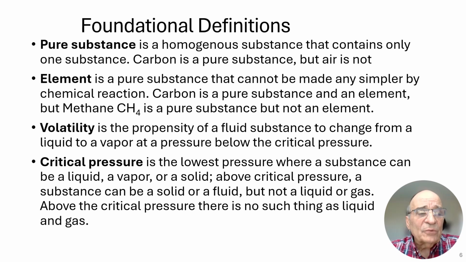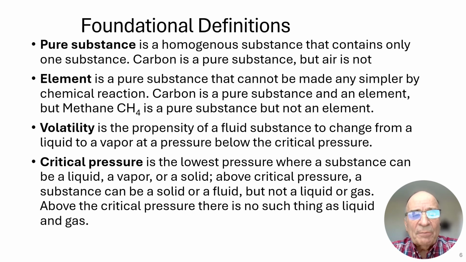What is an element? Well, an element is the simplest form of a pure substance that cannot be made any simpler by chemical reaction. For instance, methane, CH4, that's a carbon atom connected to 4 hydrogen atoms. Well, that is not an element because it can be separated into the pure substance carbon and the pure substance hydrogen. So it is a pure substance, but it's not an element.